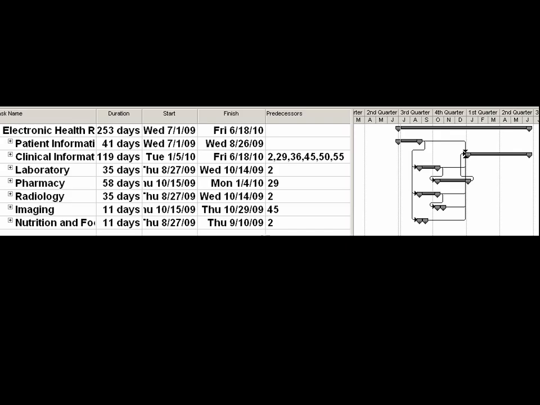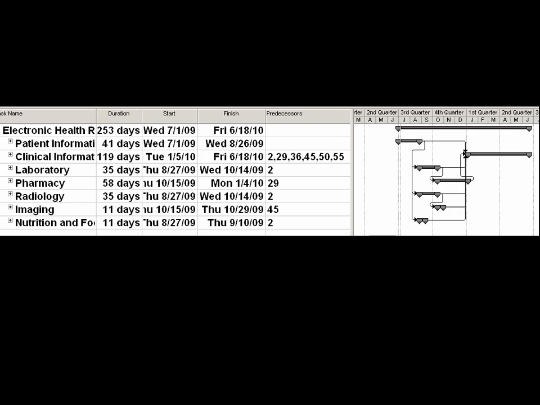Here is a breakdown of all the major tasks in the EHR implementation. There are 7 in total, and they include patient information management, clinical information systems, laboratory, pharmacy, radiology, imaging, and nutrition and food services. To the right of each task, you see the number of predecessors necessary, if there are any.